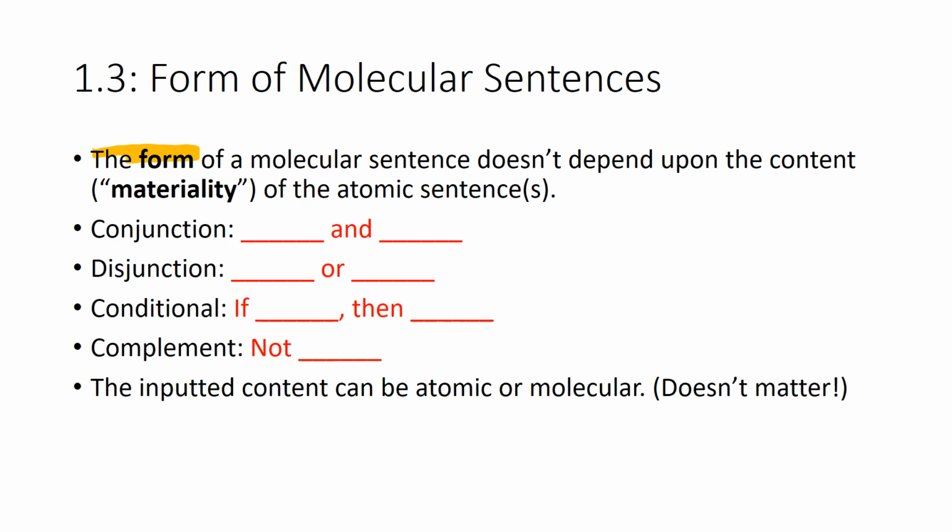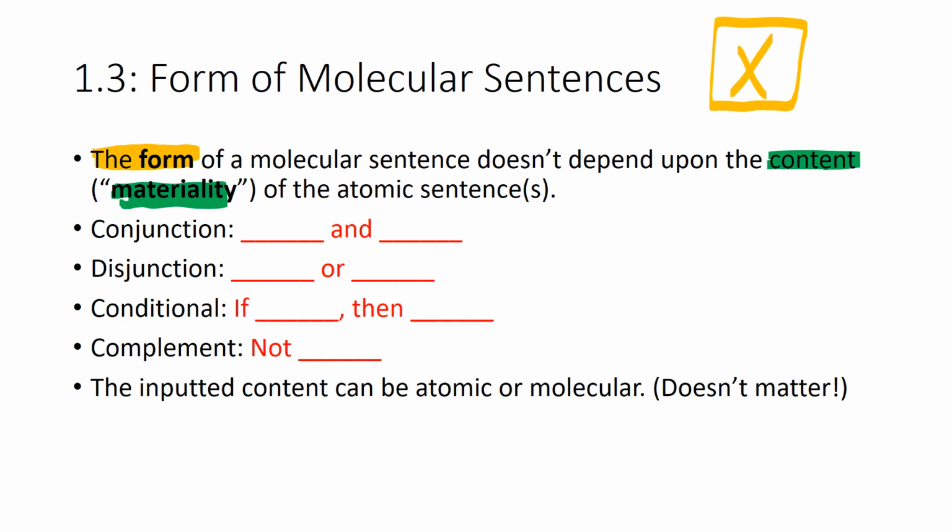The so-called form of a molecular sentence doesn't depend upon the content, or what's sometimes called the materiality, of the atomic sentence or sentences. What does this mean? We're thinking about things in the abstract, in a very formal way. If I say X, and X can stand for any sentence whatsoever, we're thinking in a very abstract sense. We're not thinking about any particular sentence, we're just thinking about all possible sentences. If I say we have the atomic sentence, it is Sunday, or the atomic sentence, it is cold outside, or the atomic sentence, Socrates is a man, and so on, we have particular content. We have materiality.